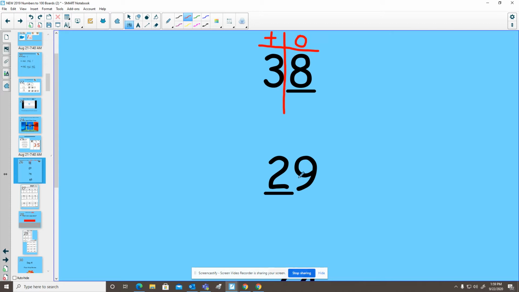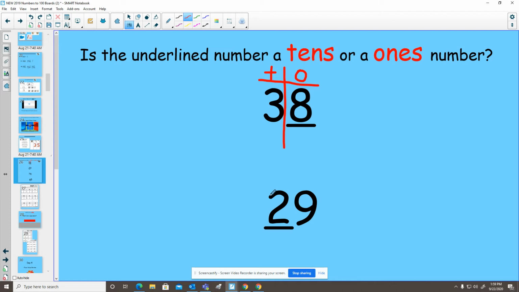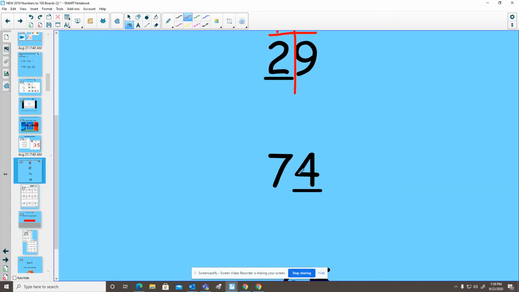Let's look at this number. Again, this is a two-digit number. I have 2 and 9. This number is 29. What number is in what place, tens or ones? Well, let me just do my little place value chart to help me. The 2 is in the tens place. That's right.